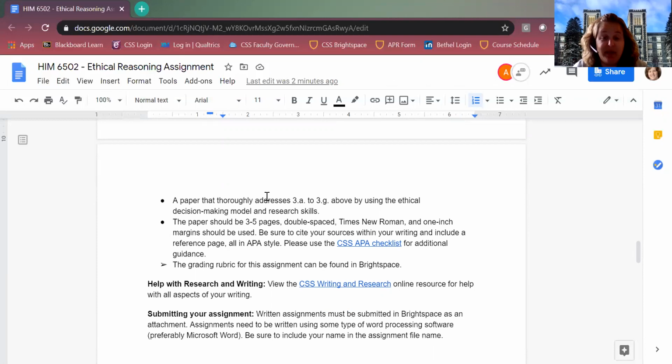So the deliverable is really just the paper, okay? Addressing those questions above, 3A to 3G, using the ethical decision-making model and your own research skills. It should be 3 to 5 pages, double spaced, Times New Roman, with 1-inch margins. Be sure to cite your sources within your writing and include a reference page, okay?